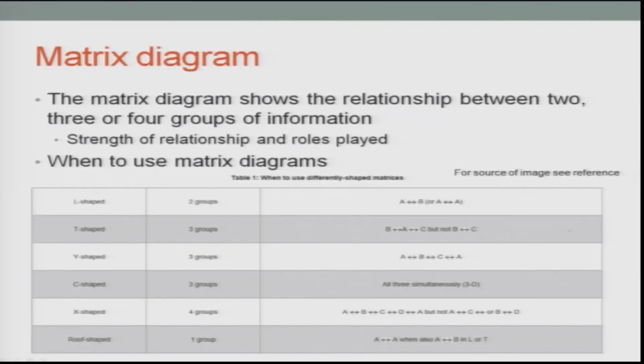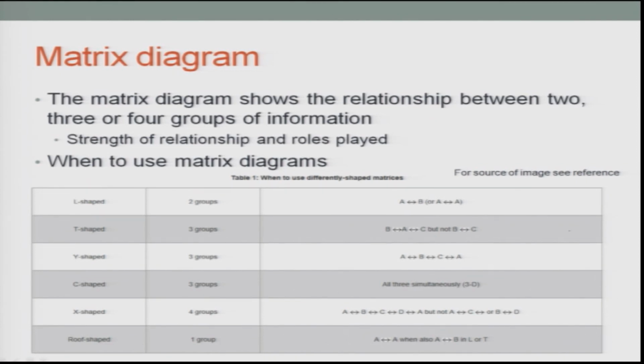Now, coming to the matrix diagram concept. The matrix diagram shows the relationship between 2, 3, 4 or more groups of information. The strength of the relationship and the role played, or the interrelationship between the so-called groups, would be important in order to analyze the matrix diagram. So, when to use a matrix diagram? Here I am considering examples. The matrix diagram concept can be explained as L shaped, T shaped, Y shaped, C shaped, X shaped, and roof shaped.